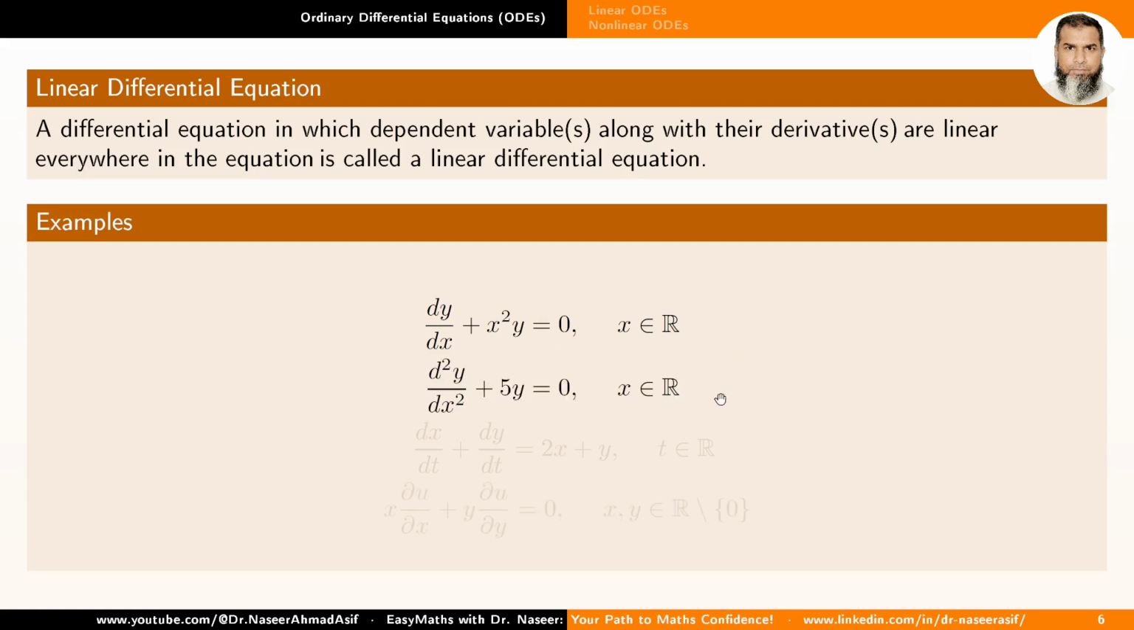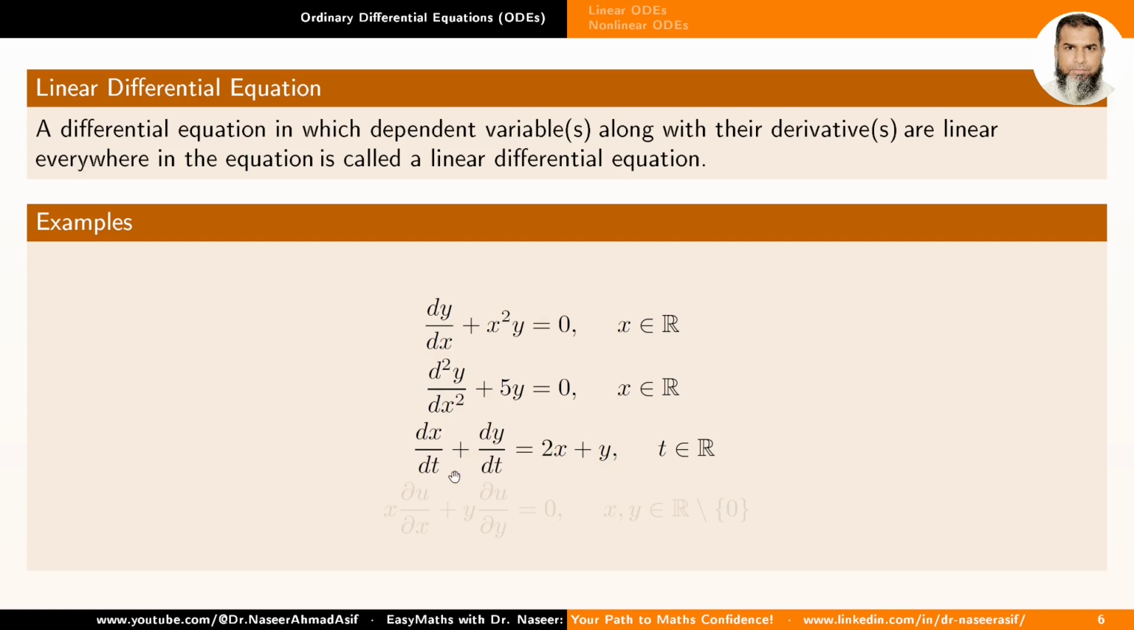We'll see another example. This is d2y by dx square plus 5y is equal to 0. In this equation, there are two variables x and y. This is the second derivative of y with respect to x. This is a linear term. Also, this y is a linear term. So, this is a linear differential equation.